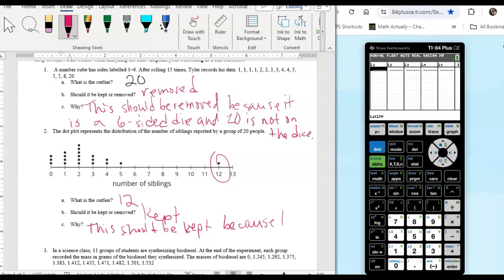So this should be kept because there isn't any evidence this is not true, right? It's quite a lot of kids, but it's totally feasible for somebody to have 12 siblings.